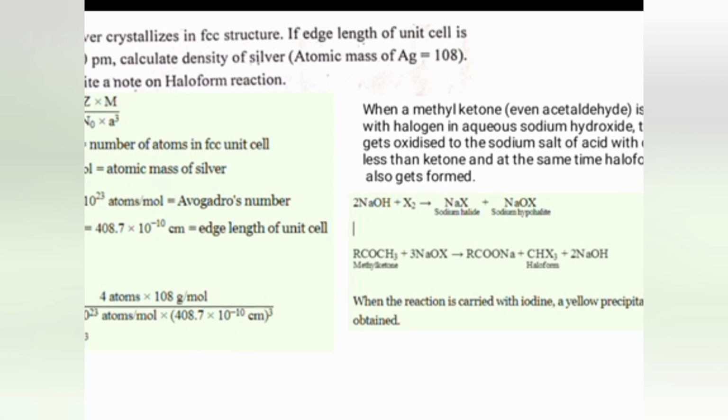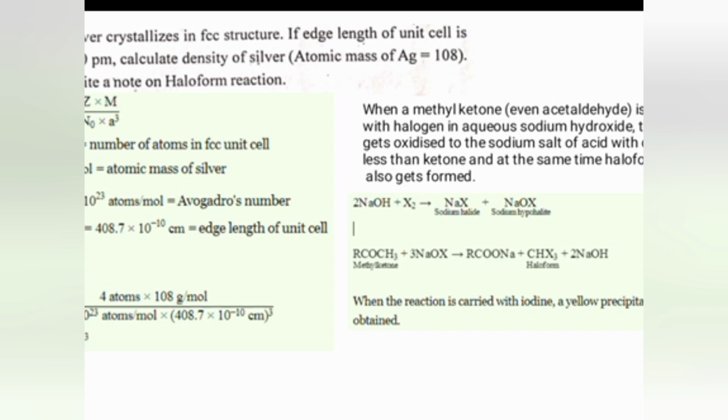Next question. Silver crystallizes in FCC with a unit cell of 400 picometer. Calculate the density of silver. This numeric is already solved in the textbook. Rho, the density, is equal to Z M upon N A into a cube. Z is the number of atoms, capital M is the atomic mass of silver, N0 that is NA is Avogadro's number, a cube, where a is the edge length of the unit cell. Only substitute the values.